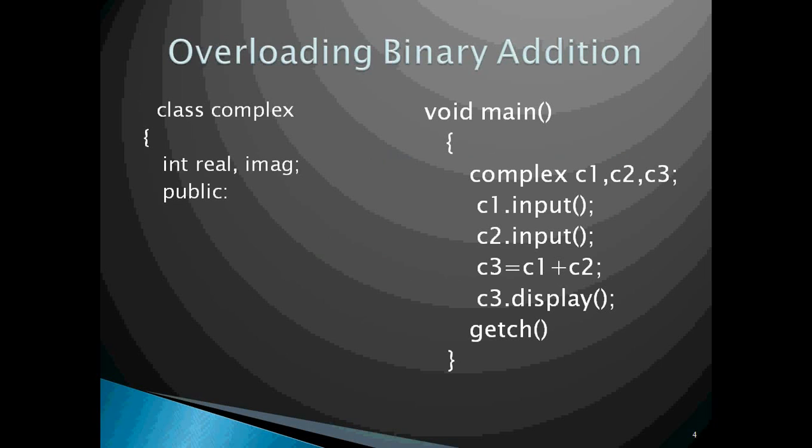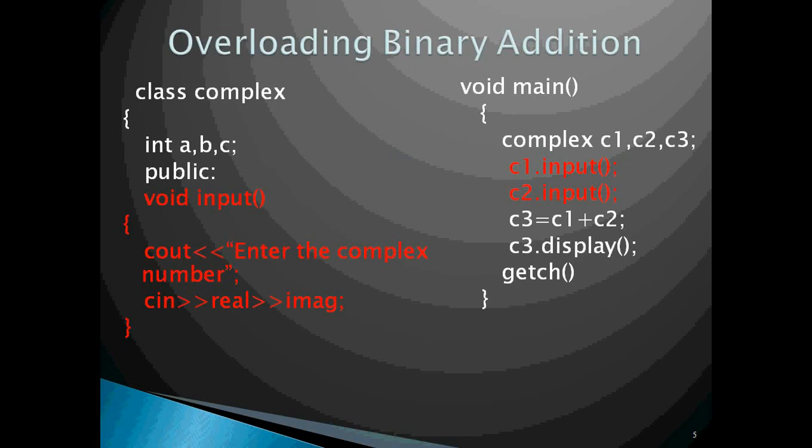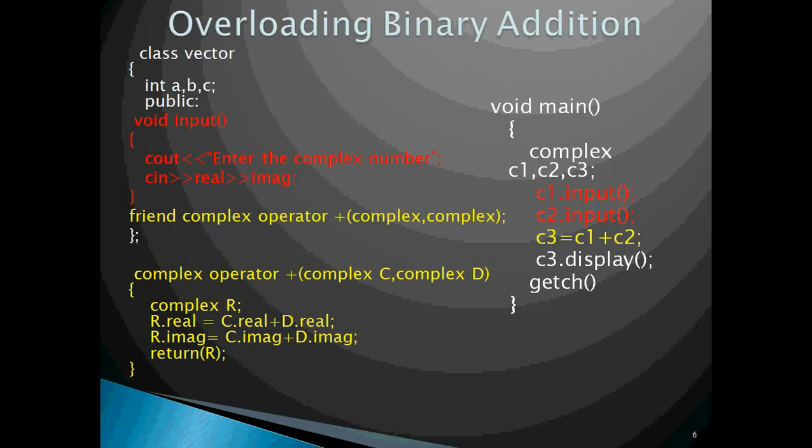Here we go with the class complex, int real, imaginary, that are the data members of the class complex. And in the public section we have the input function. Input function would be taking two values from the user, one for the real part and one for the imaginary part. Then we have the statement C3 = C1 + C2. The plus operator is being overloaded here through a friend function, and friend functions are declared inside the class, defined outside the class. So we would be declaring it as friend complex. Complex is the return type for this particular statement.